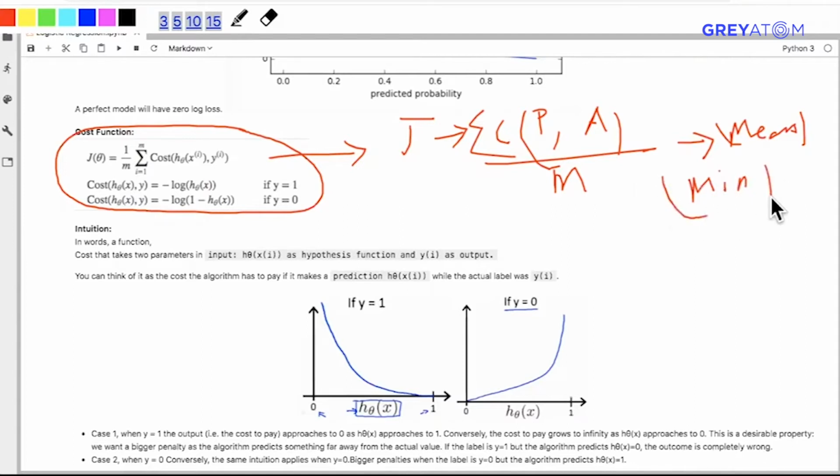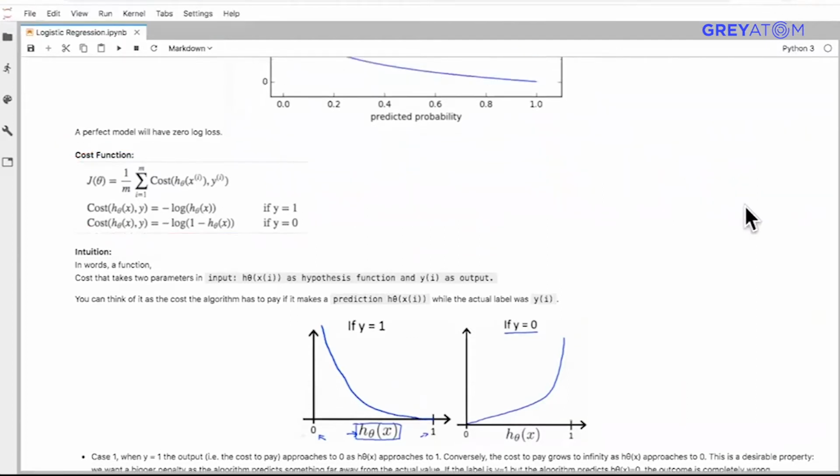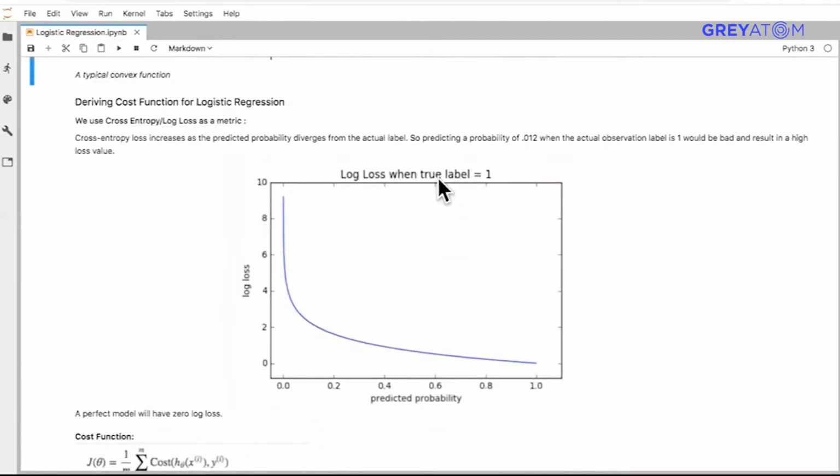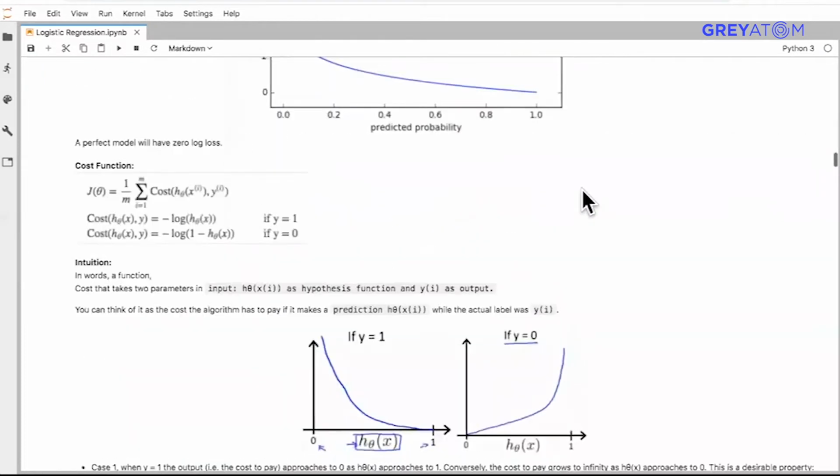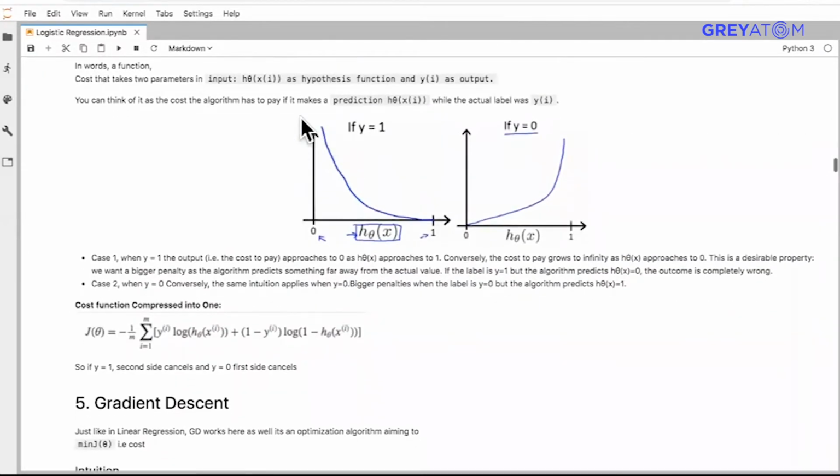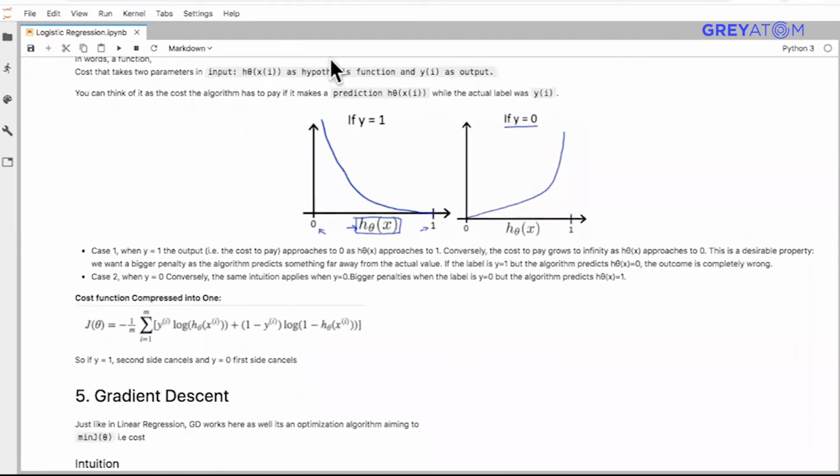And how does this work when we have two different labels? Do you remember we have two different labels, y equal to 1 and y equal to 0? Let's just look at this graph and you will understand how we're going to do it. This graph is pretty much similar to the one here because we were using a true label of 1 there. So let's look at these graphs right now.